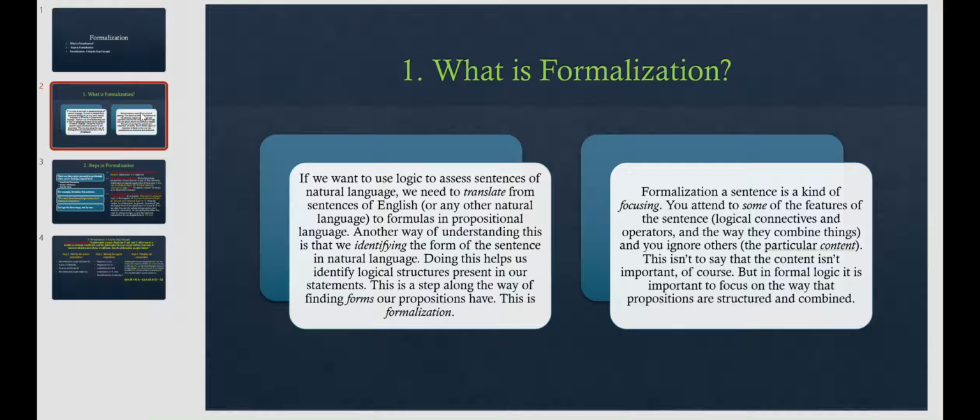Formalization of a sentence is a kind of focusing. You attend to some of the features of the sentence, for example, logical connectives and operators, and the ways they combine things, and you ignore others, the particular content of these sentences. But there is one essential moment in this context. This isn't to say that the content isn't important, of course, but in formal logic it is important to focus on the way that propositions are structured and combined.